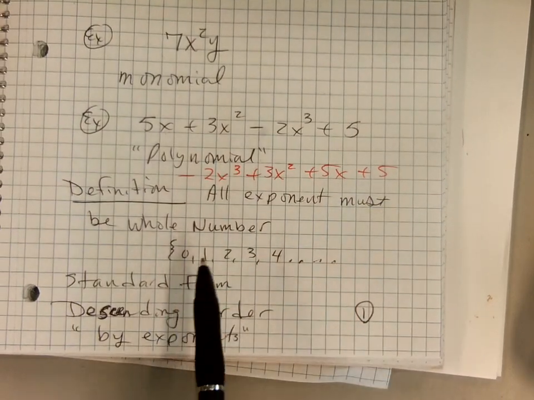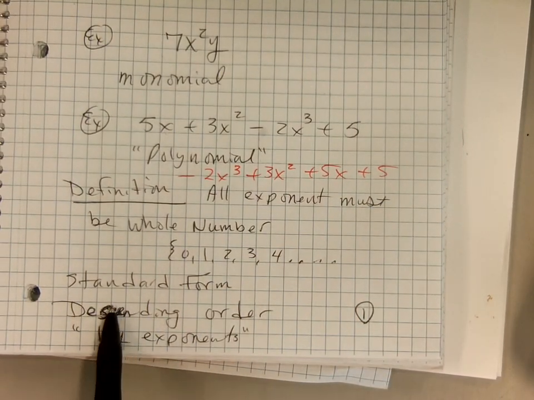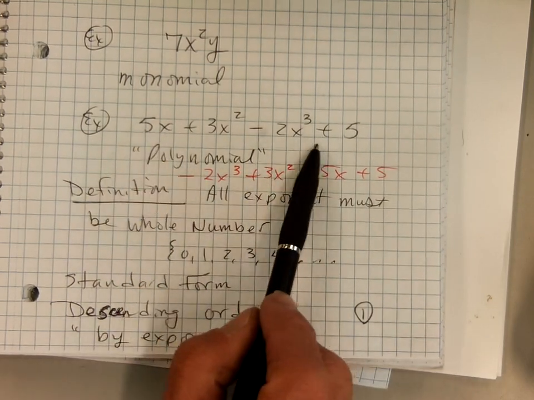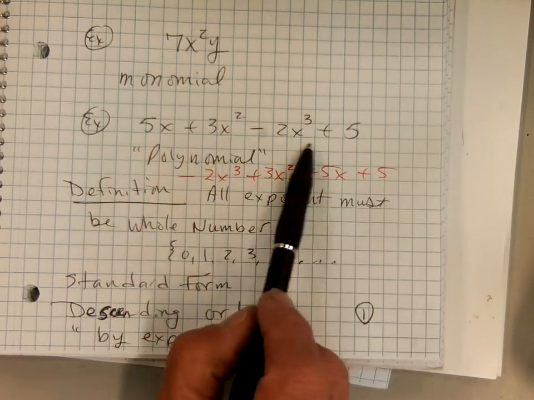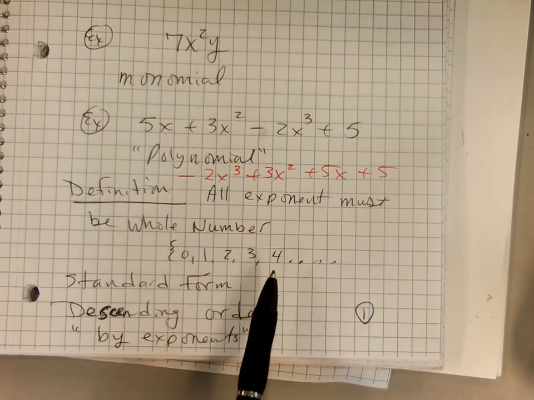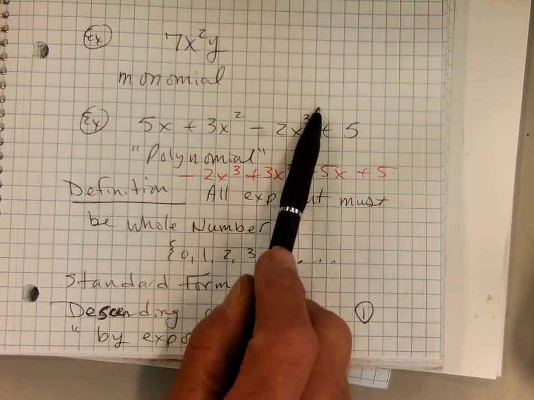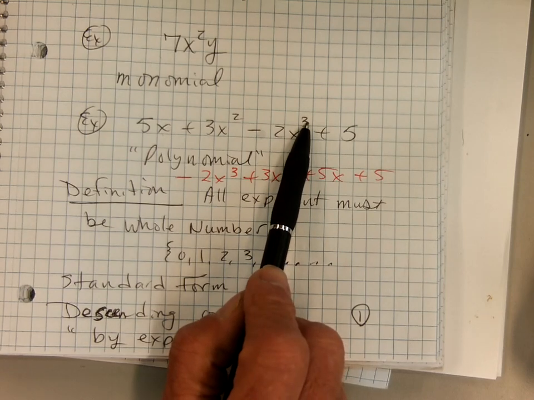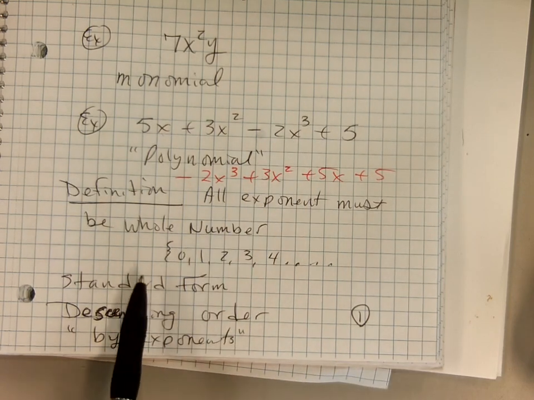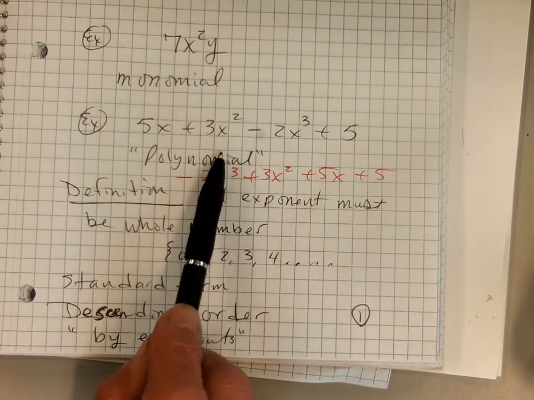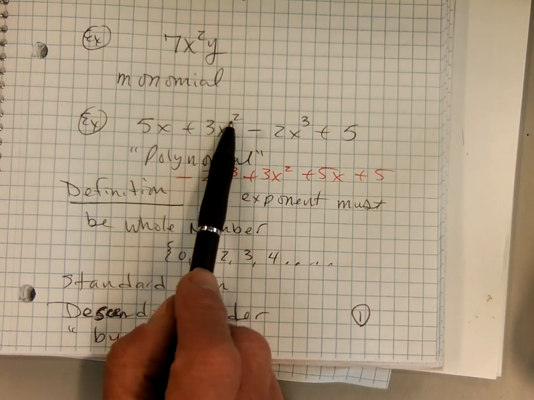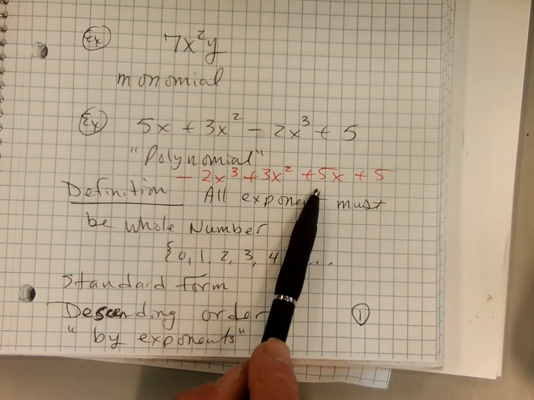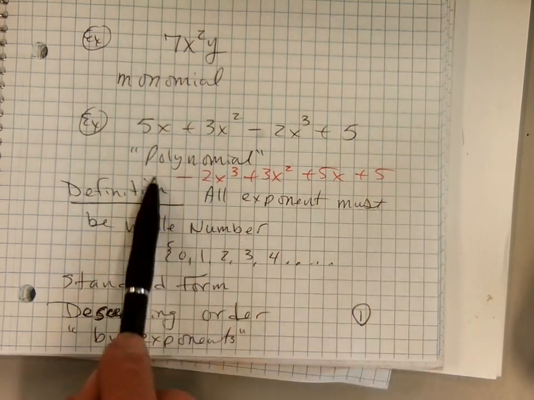Then we talked about what standard form is. Standard form means in descending order. So I went back to this one and said, wait a minute, this one needs to be rewritten. This one's not in standard form because the biggest exponent has to be written first. So I have to write the negative 2x cubed first, then the next biggest exponent, plus 3x squared, then the 5x plus 5. That's in standard form, okay?